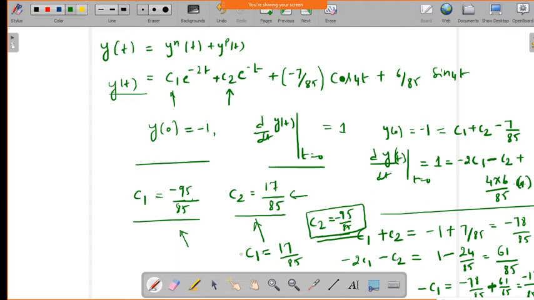So you are getting this C1 and C2. Now substitute these values and you will get the final complete solution, that is C1 into e power minus 2t, which is 17 by 85 into e power minus 2t, plus minus 95 by 85 into e power minus t, plus these terms.